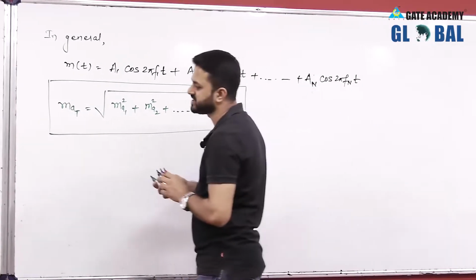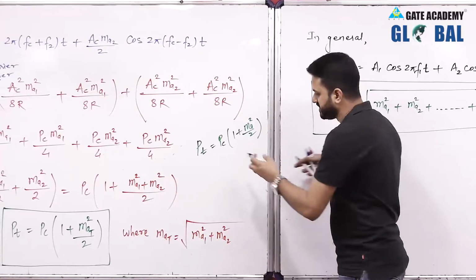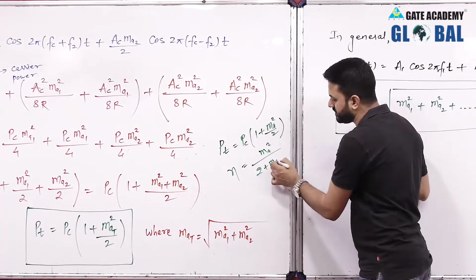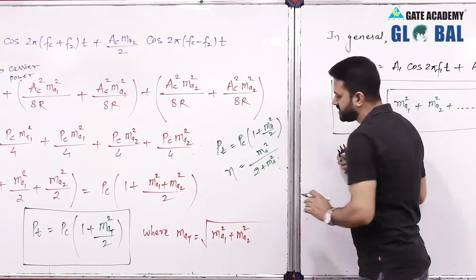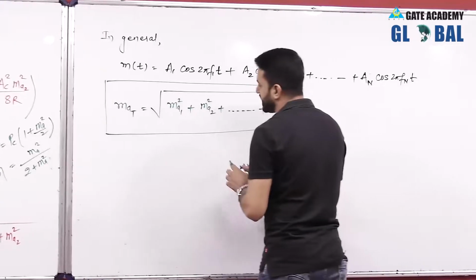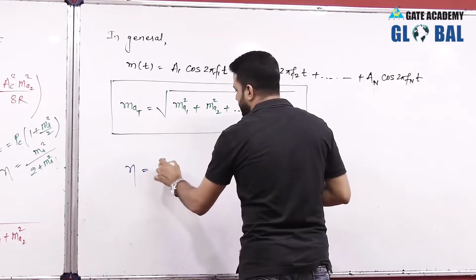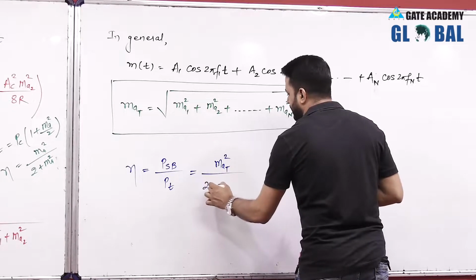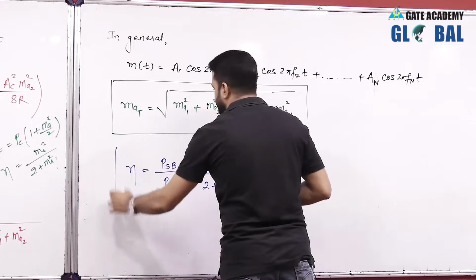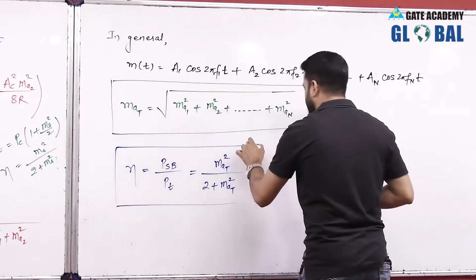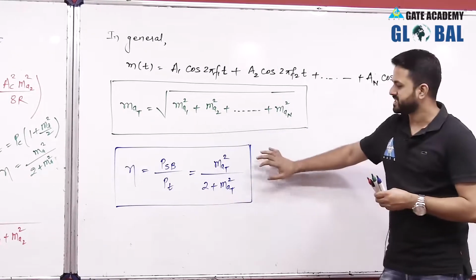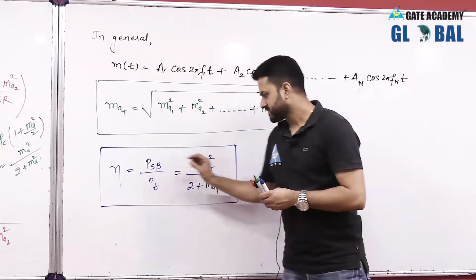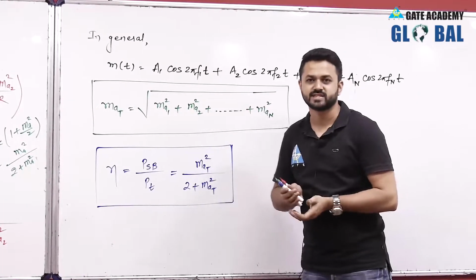And transmission efficiency in general, for single tone modulating signal, it was Ma square upon 2 plus Ma square. So here we can write transmission efficiency eta is equal to the ratio of total sideband power divided by total power, Ma total square divided by 2 plus Ma total square. This is the transmission efficiency, and remember, all we are calculating is just for a sinusoidal modulating signal.